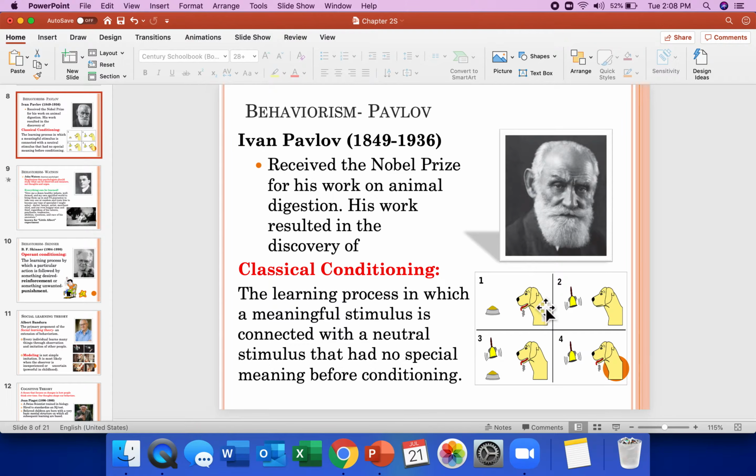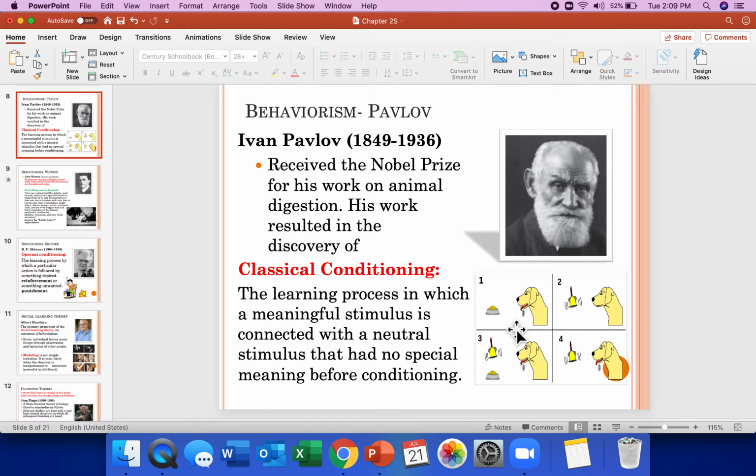So what happened is that Pavlov would assess the amount of saliva that his dogs would produce when he would present them with food. He would measure the amount of saliva that the animals would produce. One day he started to notice that the animals were starting to salivate at the mere footsteps of him coming into the lab without even being presented with the food.